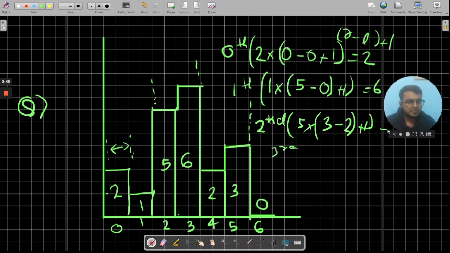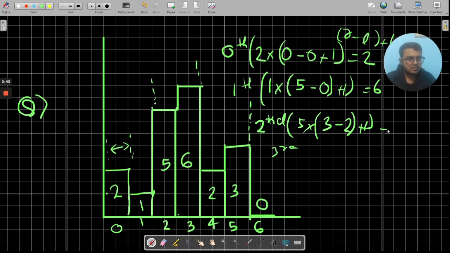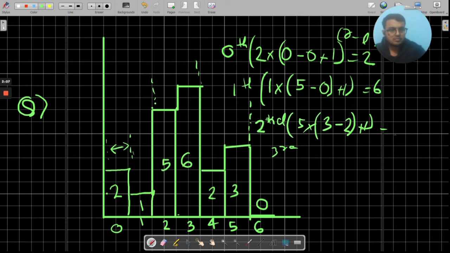For the third histogram, this will be equal to 10.